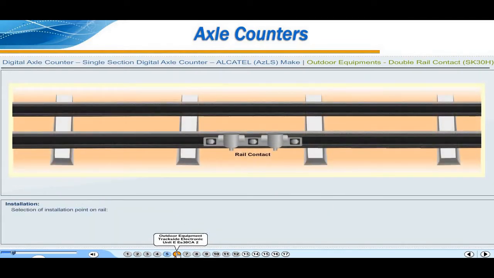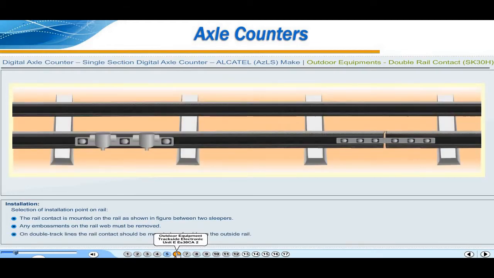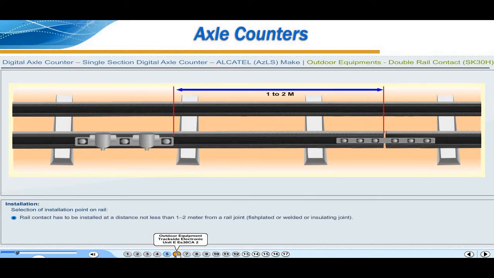Installation. Selection of installation point on rail. The rail contact is mounted on the rail as shown in figure between two sleepers. Any embossments on the rail web must be removed. On double track lines, the rail contact should be mounted preferably on the outside rail. Rail contact has to be installed at a distance not less than 1 to 2 meters from a rail joint, that is fish-plated or welded or insulating joint.